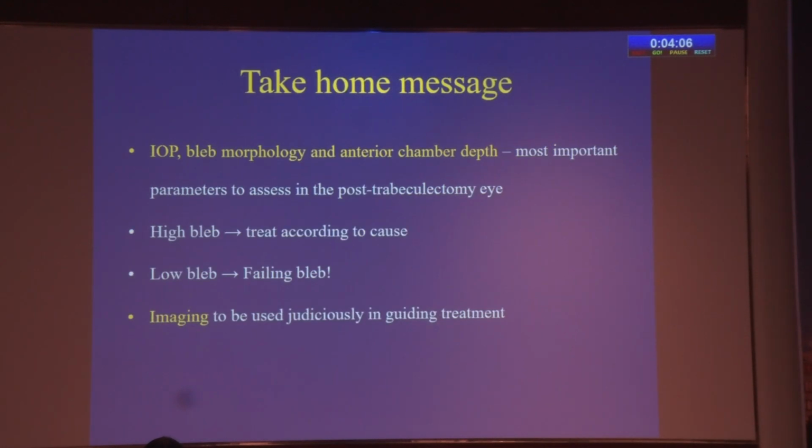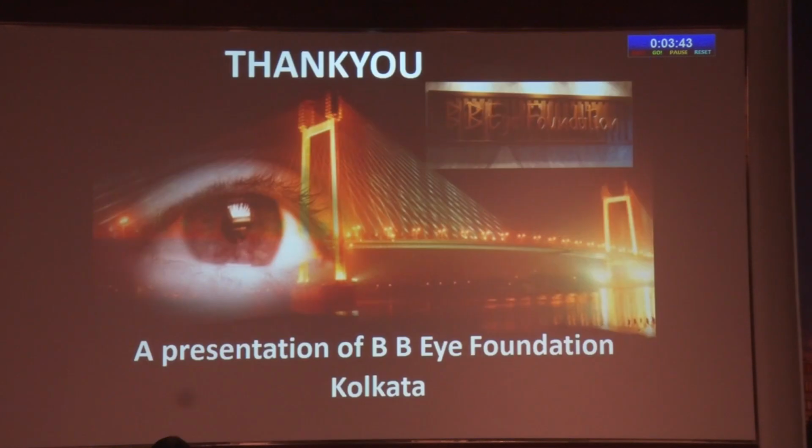So the take-home message would be here: intraocular pressure, bleb morphology, and anterior chamber depth are the most important parameters to assess in the post-trabeculectomy eye. High bleb, treat according to the cause. Low bleb, that's definitely a failing bleb, and imaging to be used judiciously in guiding your treatment. These are my references, and thank you very much for your attention.